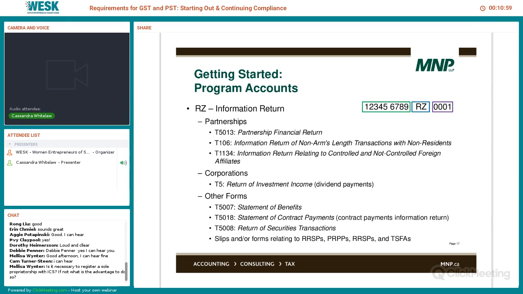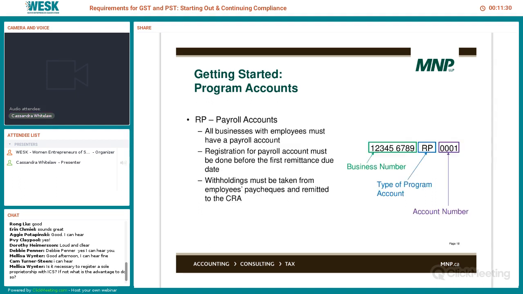For information returns, there are cases where your business will be required to file an information return. So these are your RZ accounts. So if you have a partnership that's required to file a T5013, as I mentioned, then you'll need to get an RZ account. There's a couple other forms that when they're filed by partnerships, you'll also need an RZ account. Corporations usually need an RZ account if they're paying dividends to their shareholders so that they can file their T5s. And then there are a few other informational returns that the CRA has that you'll need an RZ account for.